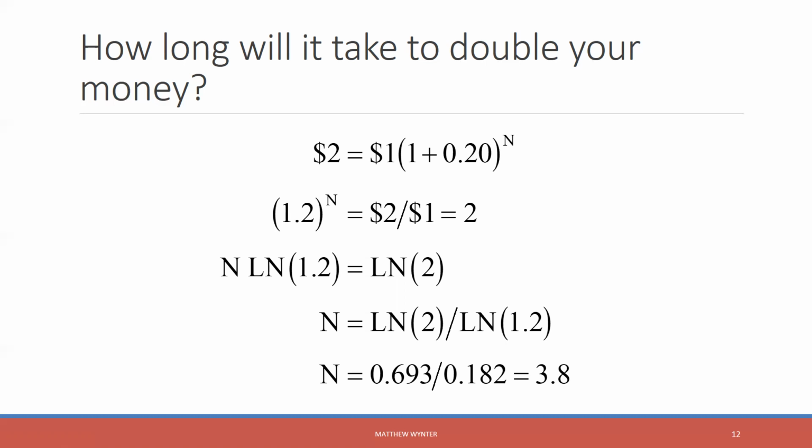So in taking the natural log of both sides, our n comes down, and what do we have? We have n, the number of time periods, equals the natural log of 2 divided by the natural log of 1.2. The natural log of 2 and the natural log of 1.2 are just numbers, and that's exactly what we see. When we solve it out, we have n equal to 3.8. So n is just a little bit shy of 4.